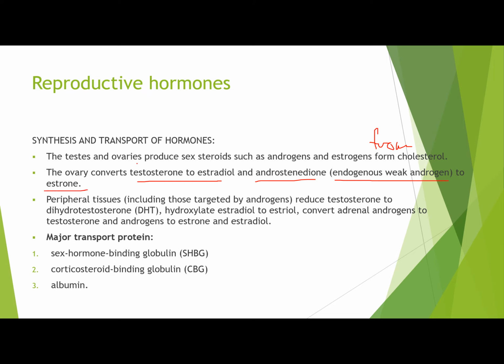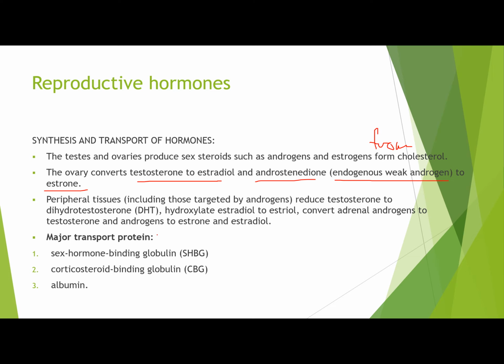So si testosterone, class, yung ovary niya, pakitandaan. Ovary converts testosterone to estradiol and androstenedione. And this is further converted, class, to estrone. Peripheral tissues, including those targeted by androgens, would reduce testosterone to dihydrotestosterone, hydroxylate estradiol to estriol, and convert adrenal androgens to testosterone and androgens to estrone and estradiol.